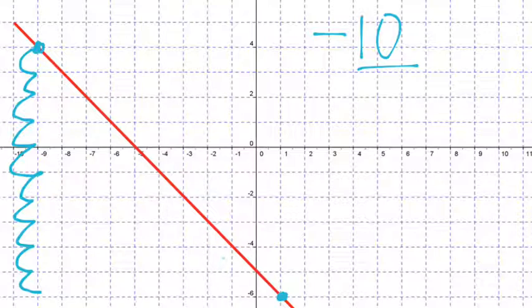Then you ask yourself, how many steps does it take to get to that next point? Do you reverse or do you run? Run, which means my answer is going to be positive: 1, 2, 3, 4, 5, 6, 7, 8, 9, 10. Could negative 10 over 10 be simplified? To what?